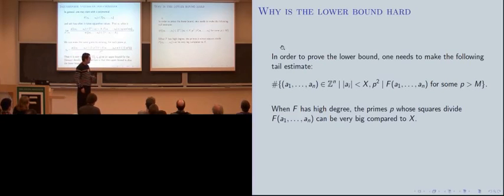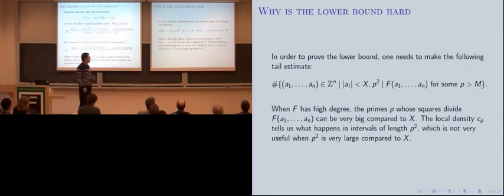Okay, and why is that bad? Well, that's because the only thing we know about the problem is this C_p. And C_p tells me what happens in an interval of length p squared. Well, if p is so big compared to x, p squared is enormous. But each a_i can only go in a range of x. So what you know about C_p doesn't really say anything in this small range. So that's why the problem is difficult in general.